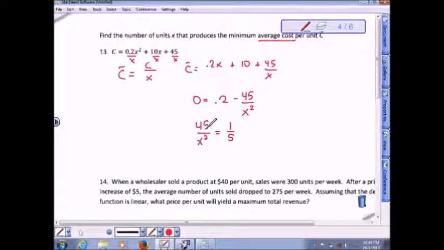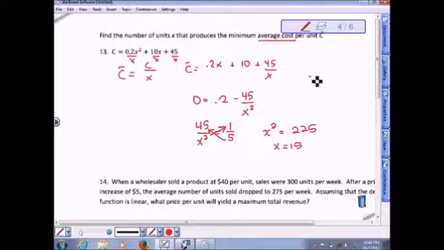Now, again, this is a proportion, it's two equal fractions, so we can solve by cross multiplying as one technique. We have x squared is equal to 45 times 5, which is 225. Square root both sides to get x equals 15. And again, we're only considering the positive. The feasible domain for this problem is x has to be greater than or equal to 0 at least, because you can't produce a negative number of a commodity.